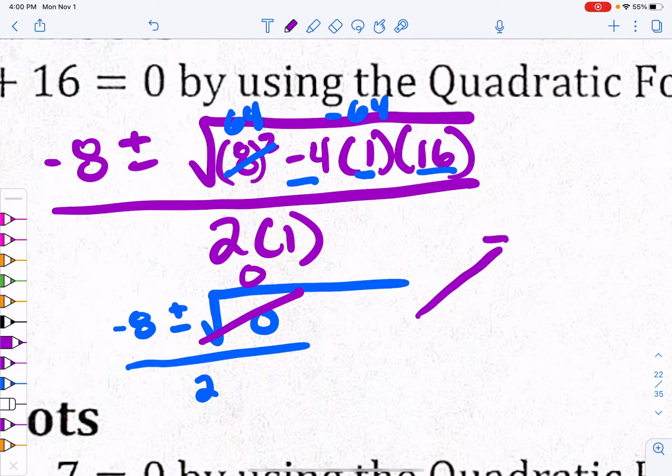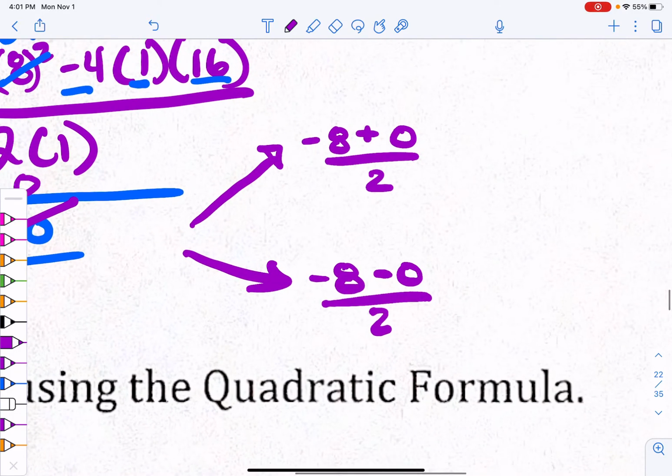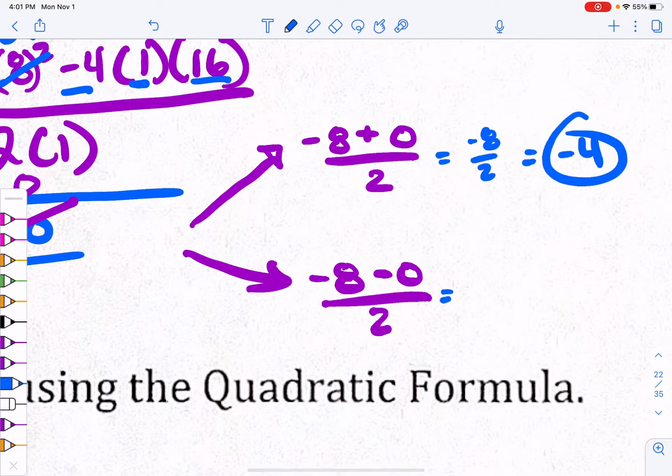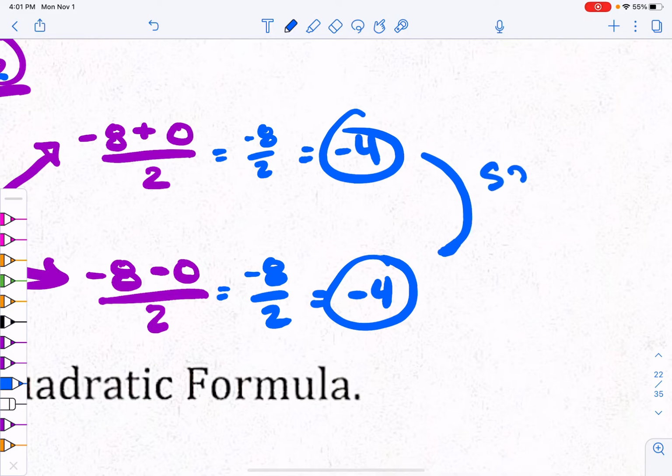So we have negative 8 plus and minus, or excuse me, negative 8 plus 0 over 2, and then we have negative 8 minus 0 over 2, okay? And you're probably thinking, what's going on here? This is kind of weird, okay? Negative 8 plus 0 divided by 2 is just negative 8 divided by 2, which is negative 4. And negative 8 minus 0 divided by 2 is still negative 8 divided by 2, which is still negative 4. So we get two answers, but they're the same answer.